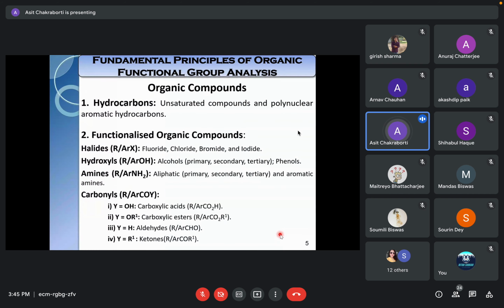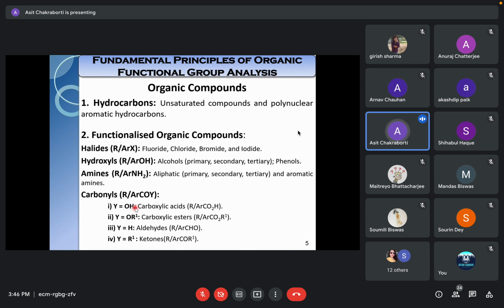A molecule can be divided into two categories. Either it belongs to hydrocarbons, which might include not only paraffins but also unsaturated and polynuclear aromatic hydrocarbons, or it has functional groups. These are the varieties of functional groups. Alkyl halides are also called functional because you can carry out a reaction. Then hydroxyl might be alcohol, primary, secondary, tertiary. It can be phenol. Then amines, which might be aliphatic amines, primary, secondary, tertiary, and aromatic amines, also primary, secondary.